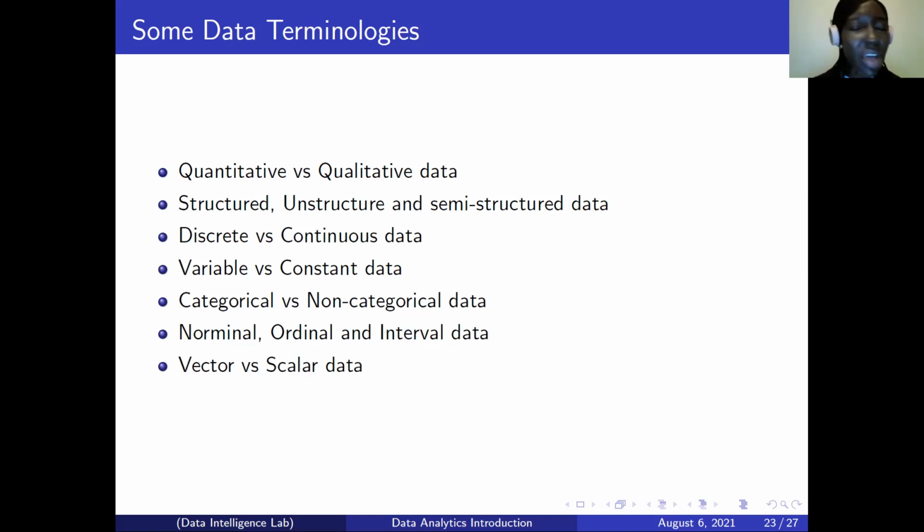So these are different forms of data that you may be working with as a data analytics expert, and it's important that you get familiar with their various differences and know how to work with them.